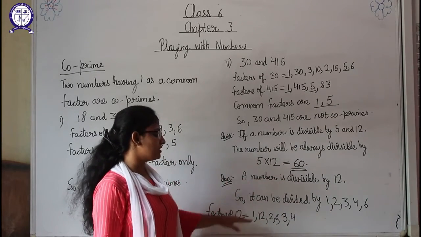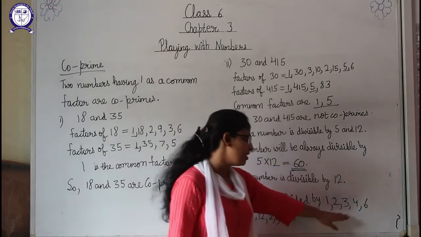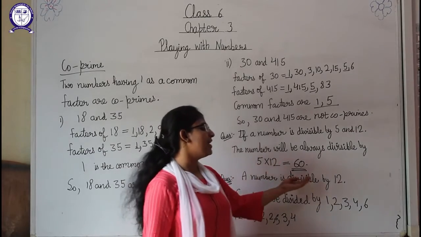So by what numbers can a number be divided? 1, 2, 3, 4 and 6. These are the numbers by which a particular number can be divided, which is divisible by 12.